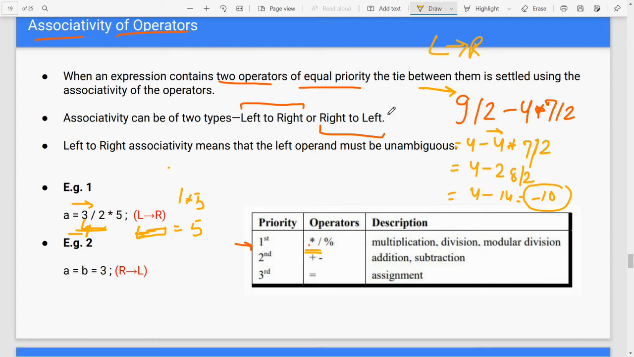Okay, the same particular rule you need to follow. So this is called the associativity of operators. So what is the rule? The rule is that if you encounter this particular thing, the associativity is left to right. Okay, plus and minus are also left to right, no problem.